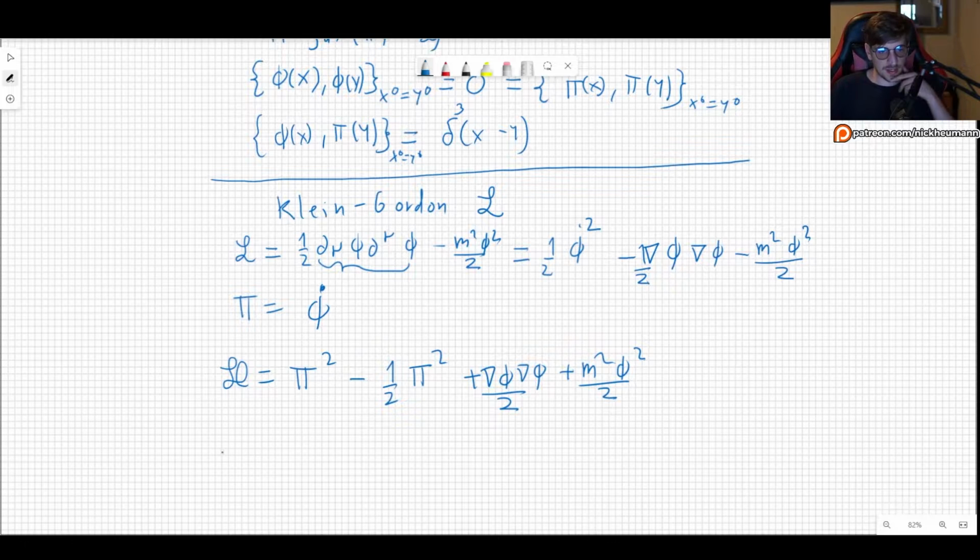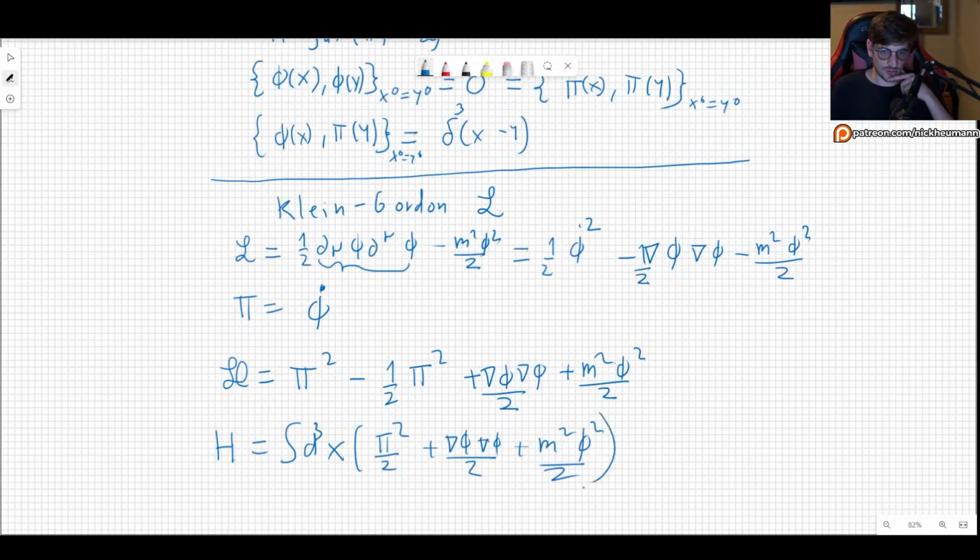So now the Hamiltonian is going to be the space integral of that. Of course, we can put these together: pi squared over 2, plus del phi squared over 2, plus m squared phi squared over 2.